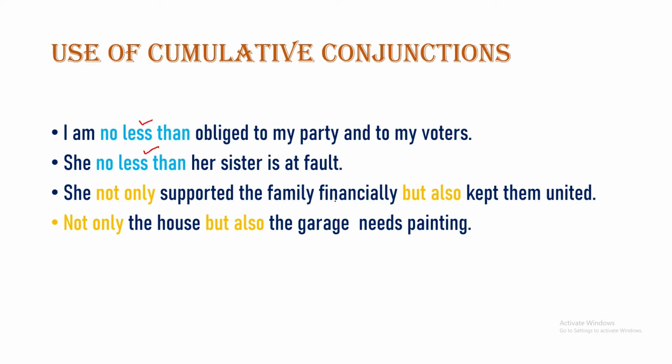She not only supported the family financially but also kept them united. The conjunction not only but also is used to make both sentences one. What are the sentences? She supported the family financially, she kept them united. Not only the house but also the garage needs painting. The house needs painting, the garage needs painting. To make it one, not only but also is used.